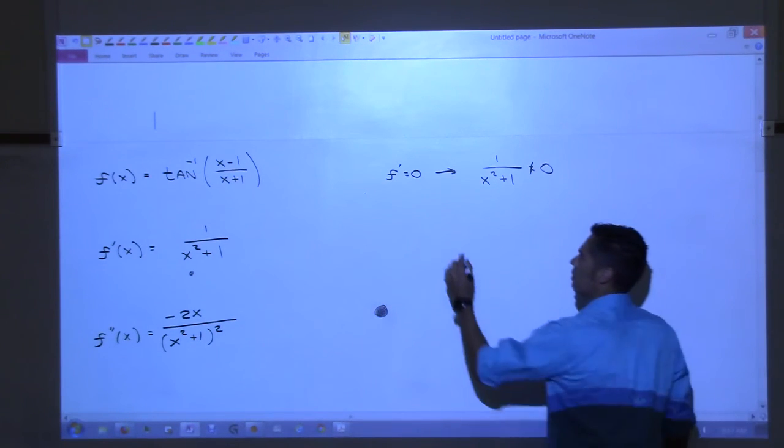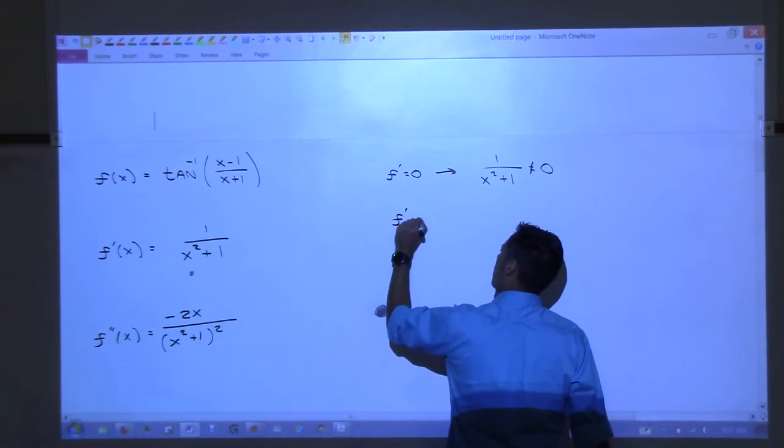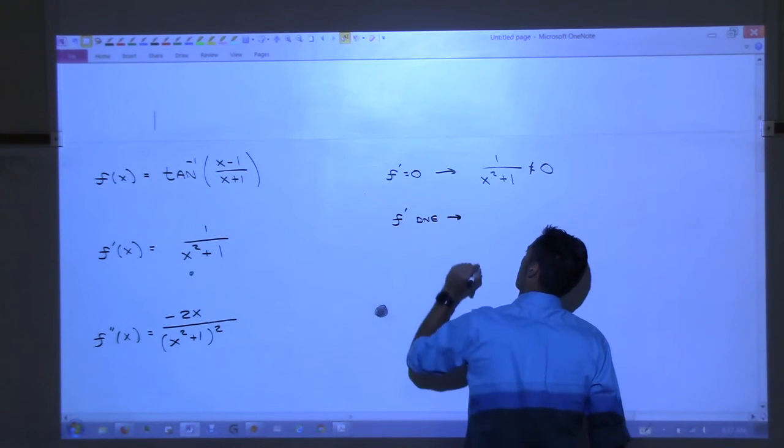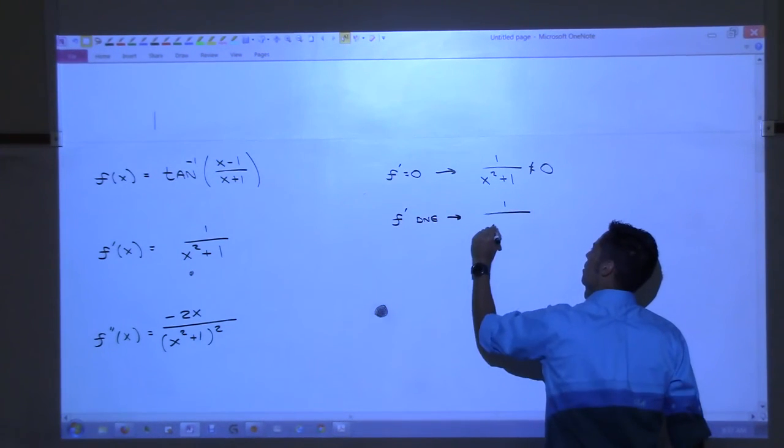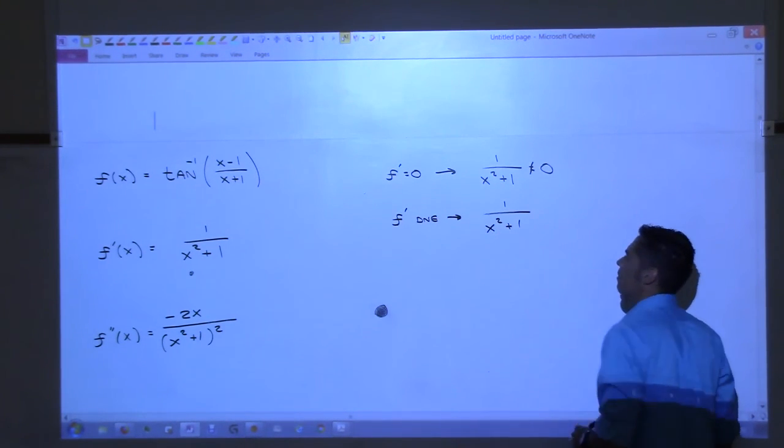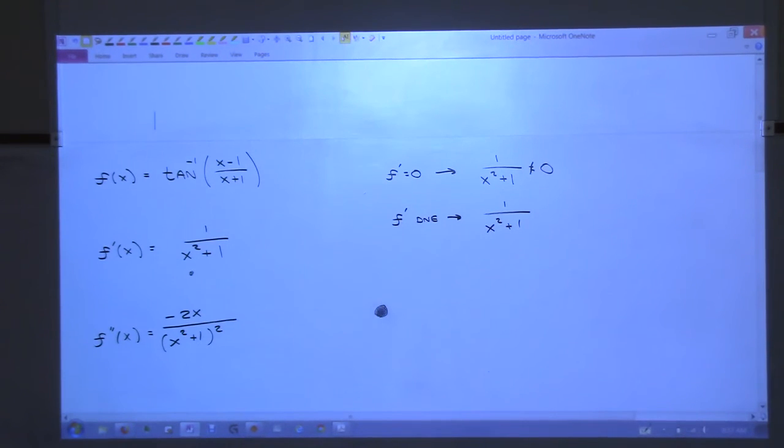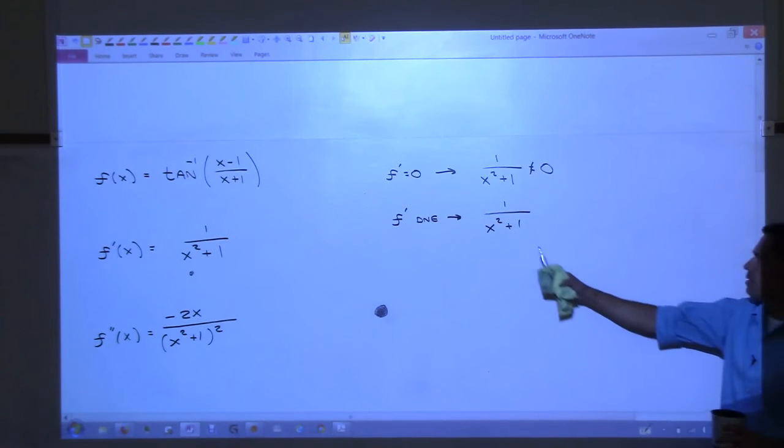So there's no solution. How about the derivative not existing? Okay, so is it possible to look at this derivative? Is it possible for you to plug in an x that's going to cause a problem there? No, you can't, right? You can't do anything here.